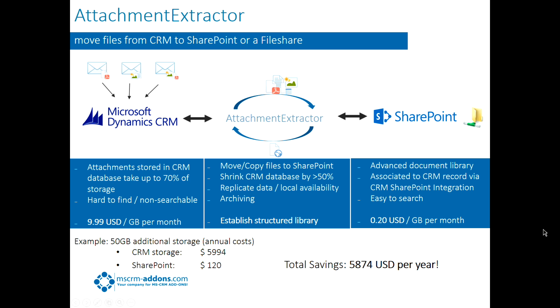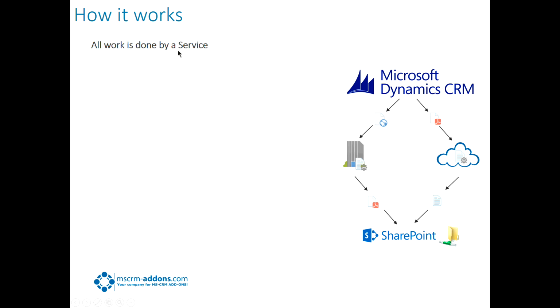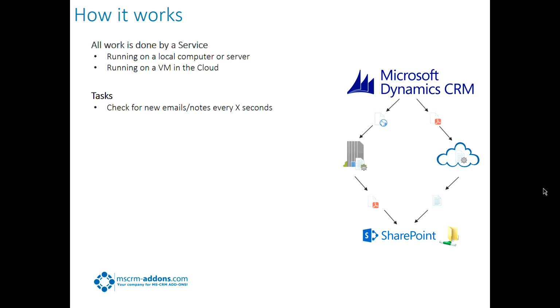Now, I want to talk a little bit about how this works. All work in here is done by a service. It's either running on a local computer or server, or running out in a VM somewhere in the cloud. We've had multiple users actually set up an Azure server just to run the AttachmentExtractor service, and it works out really, really well. The task that it performs is that it goes in and checks for new emails or notes every so often. This is definable, so you can have it check every 90 seconds or every 60 seconds or however long you want.